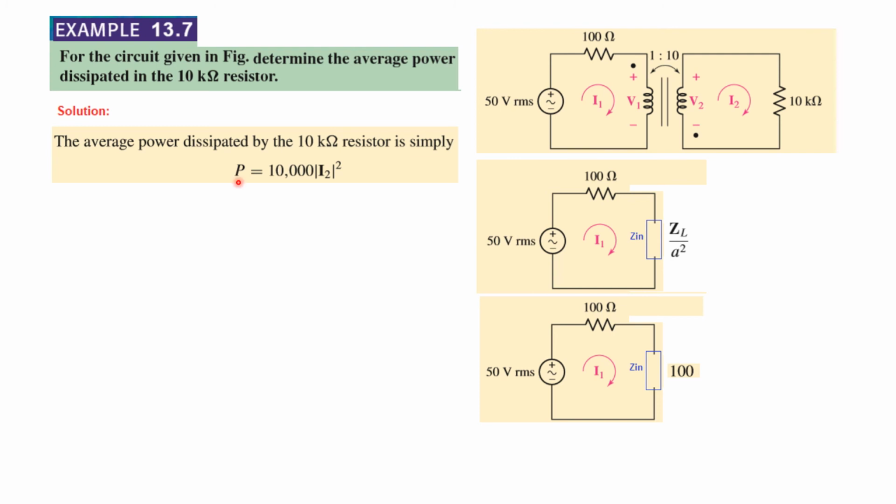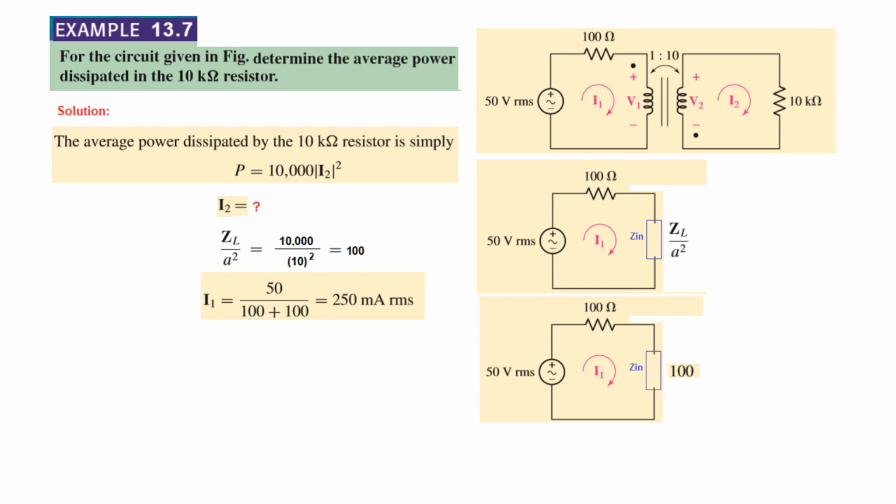The power dissipated is obviously I square into R. So this is R, so I square into R. But then we have to know how much is I2. For that, we take help of the circuit, ZL over A square. ZL is 10K or 10,000 divided by A, which is 10 square. And if you solve, we'll get the value of this term as 100. So Zin is actually 100 ohms.